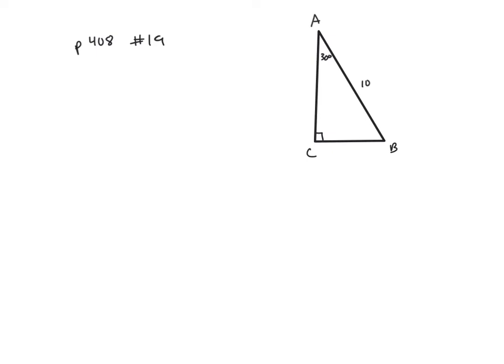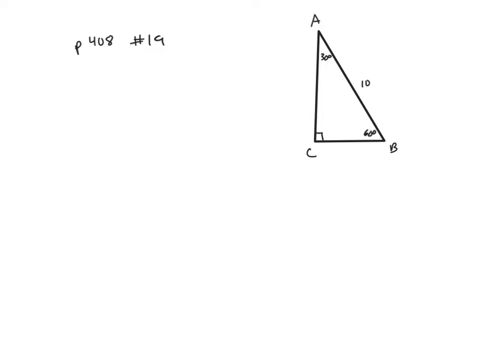All right, this is page 408, number 19. The triangle has a 30-degree angle here, and it has a side of 10, and it has a right angle. And you're supposed to solve each triangle and give exact values. So what I'm going to do is put a 60 in this corner, because if it's 30 in the top angle, the other angle has to be 60 because they add to 90.